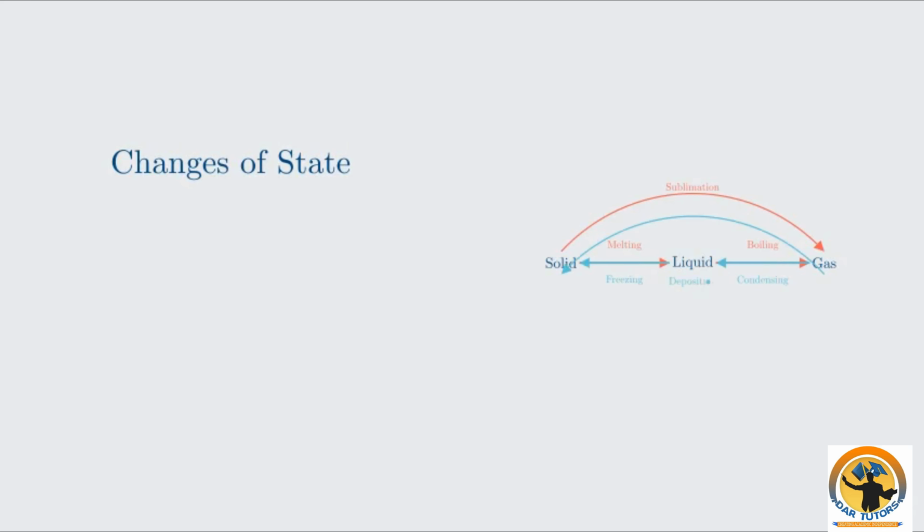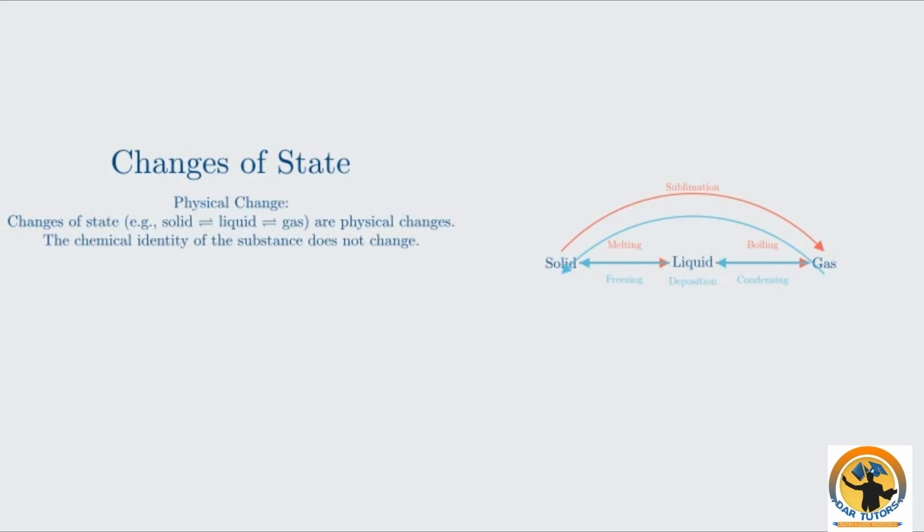We can see the states of matter in action through changes of state. This diagram summarizes the key changes of state and whether they involve heating or cooling. The process of a substance changing state is a physical change, not a chemical change. This is a very important point. For example, ice, liquid water, and steam are all made of H2O molecules. The only difference is the arrangement and energy of the molecules.